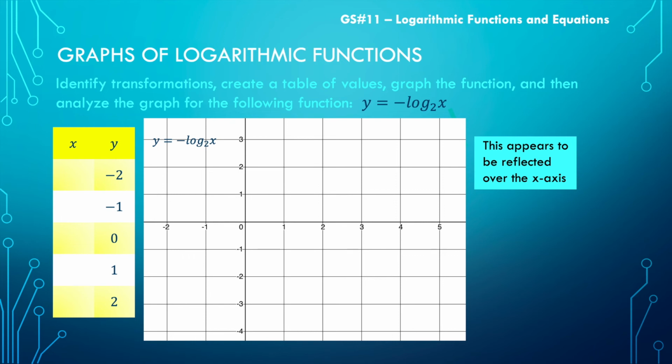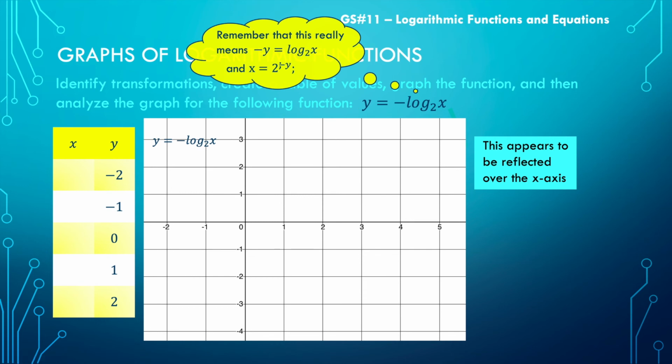All right, so let's go ahead and rewrite this in exponential form so that we can fill in this table of values. Now remember, this log function needs to be isolated before I can write it in exponential form. So I need to move this negative to the other side. I need to divide by -1, and I would get negative y is equal to log base 2 of x. And now I can rewrite that in exponential form: 2 to the negative y is equal to x.